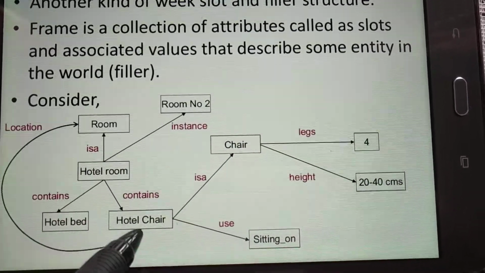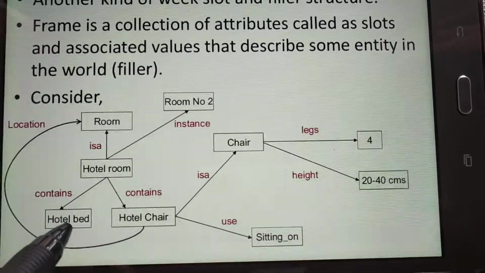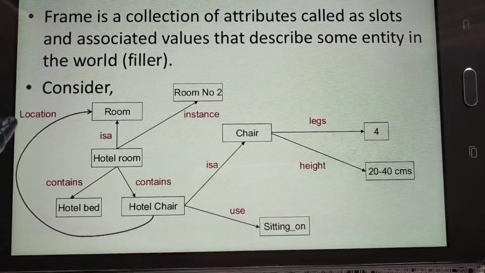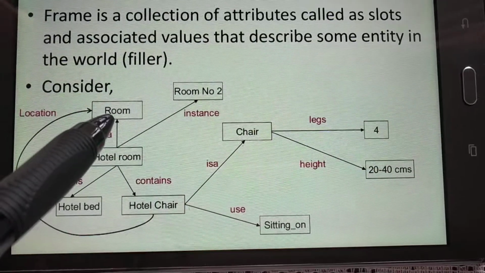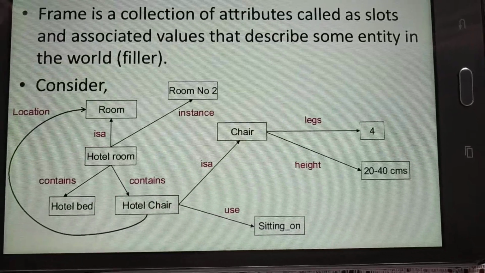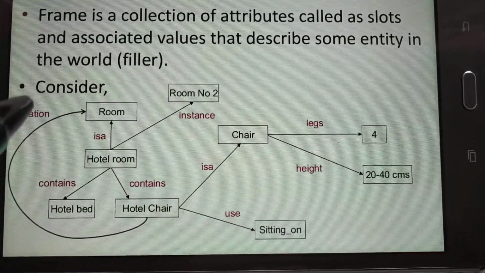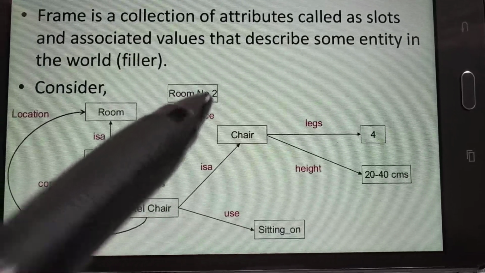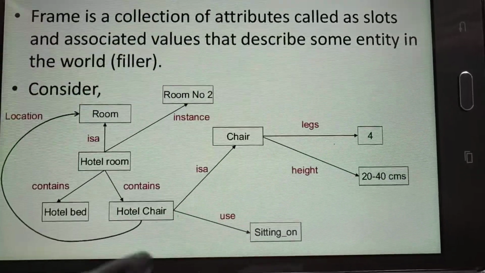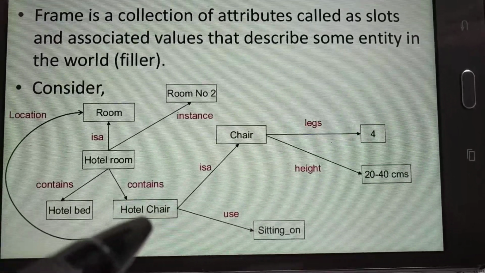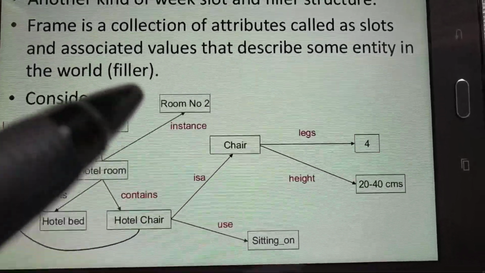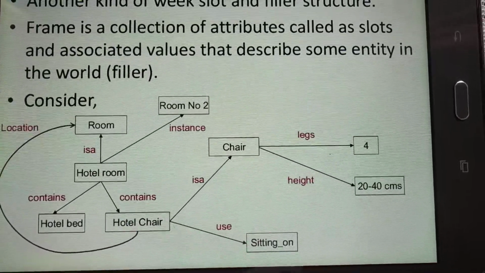Now hotel room contains hotel chair and it contains hotel bed, and hotel chair, its location is room. So now it is very obvious that since room number 2 is an instance of hotel room, hotel room number 2 will also have a hotel chair and a hotel bed, and the location of hotel chair in room number 2 is the room, because it is one of the rooms of the general entity called room.